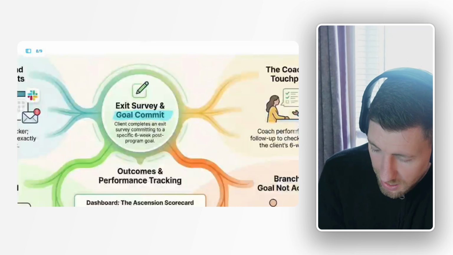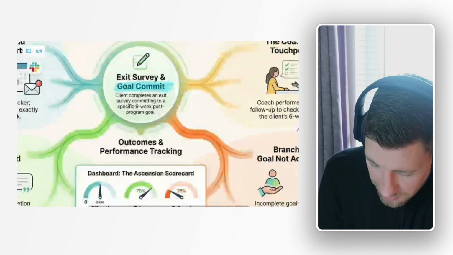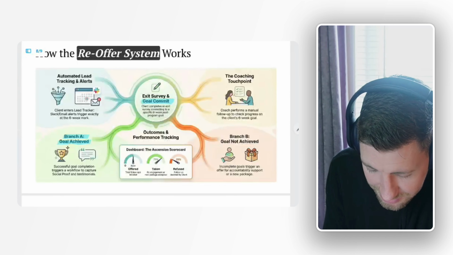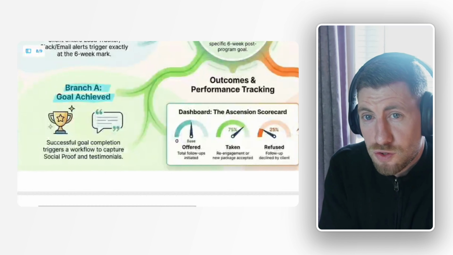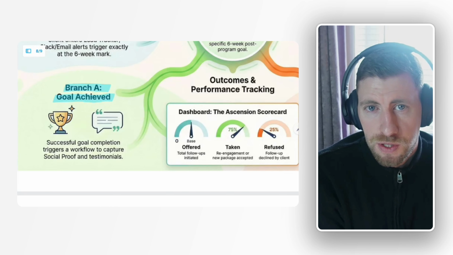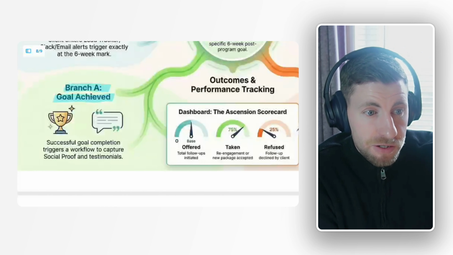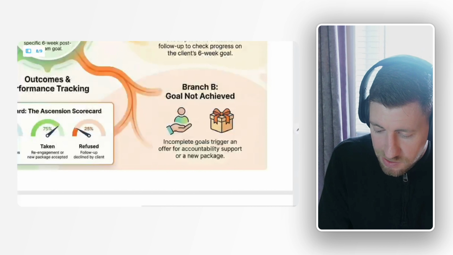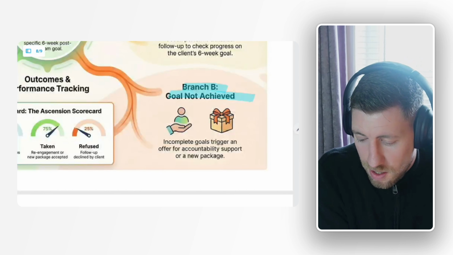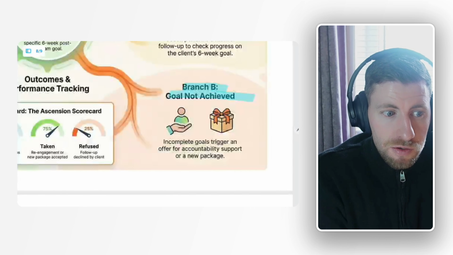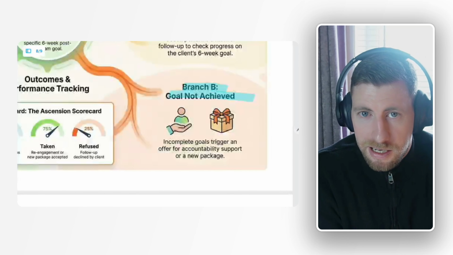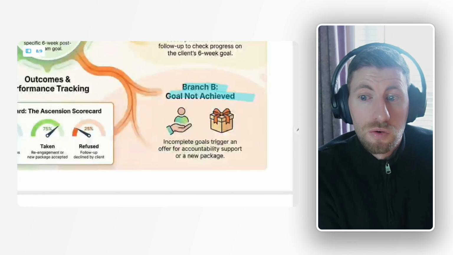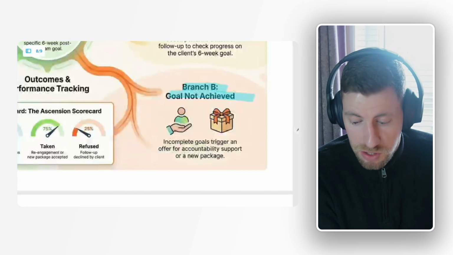Now, we have to see what the outcome of that goal is. If they achieve that goal, that is amazing. You then have more social proof to show that what you're doing works for longer, even after the program. And if they don't achieve the goal, that's where you offer them back into the program. You might say, hey, want to come back on an accountability package, or we're just launching this new program, it might be best suited for you. It all depends on the person and what's going to be suited for them.